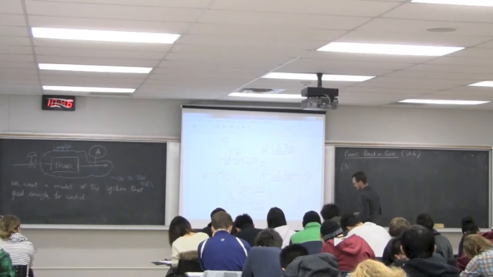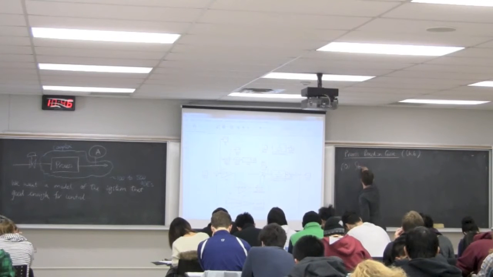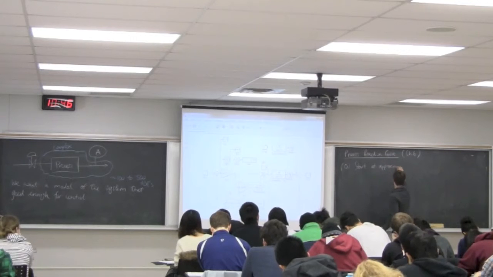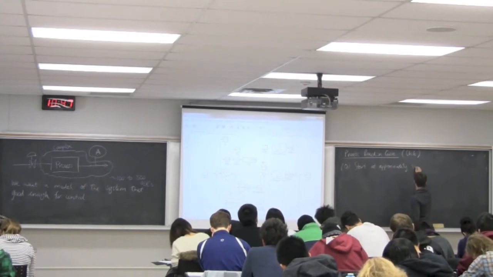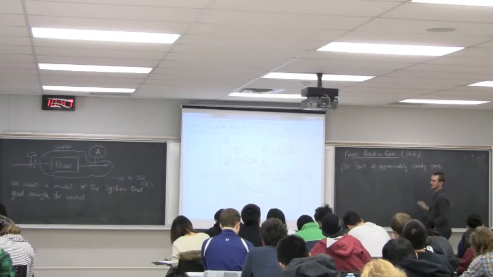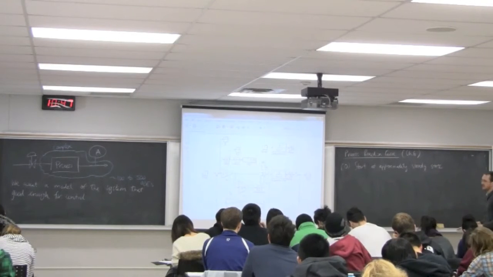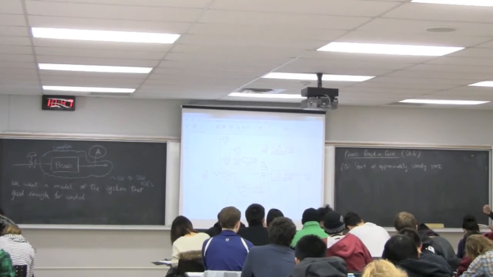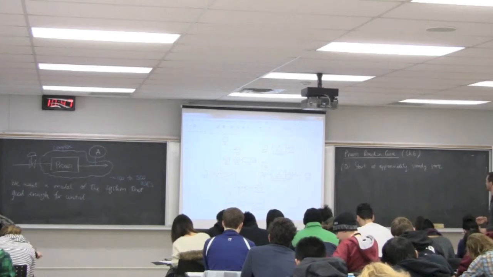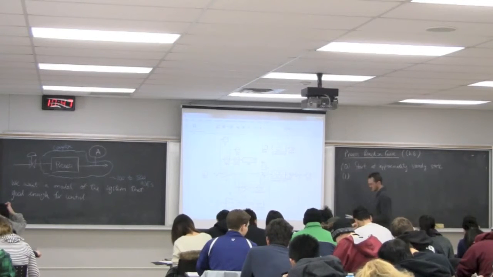The first step, step zero, is to start at approximately steady state. So wait for the system to be relatively stable. No system will ever get to steady state, but we can typically find a system where there's roughly no activity happening that's going to change the system dramatically. And that's where we start our process reaction curve experiment.